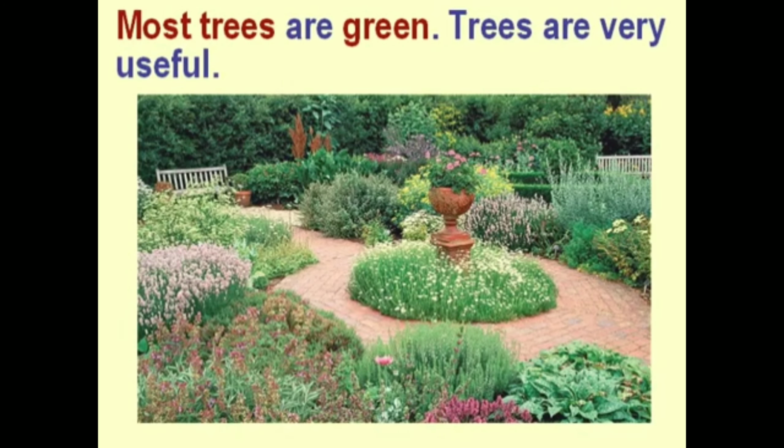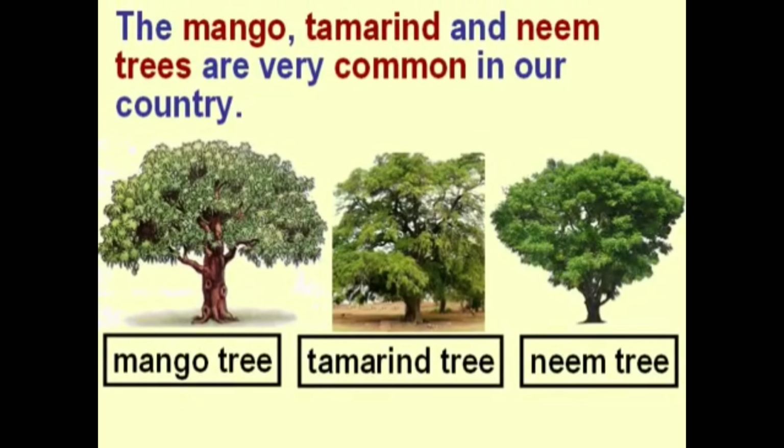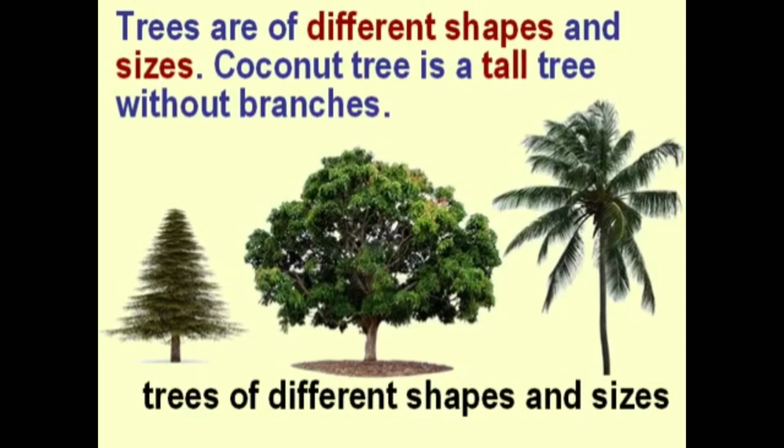Most trees are green and they are very useful. Some trees are tall and strong. The mango, tamarind and neem trees are very common in our country. Trees are of different shapes and sizes. Coconut tree is a very tall tree without branches.